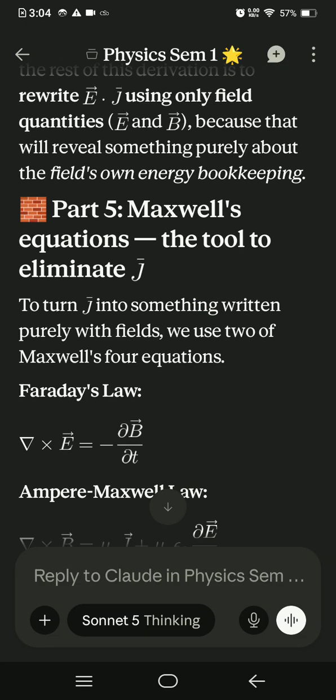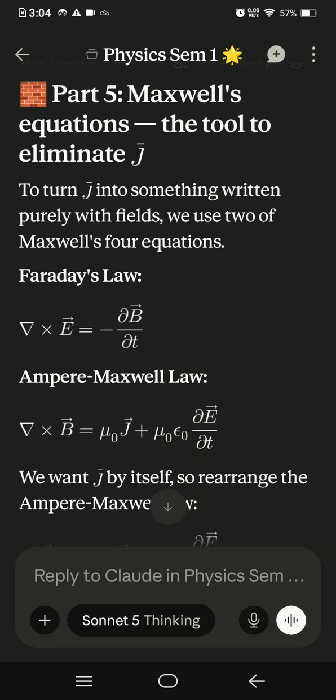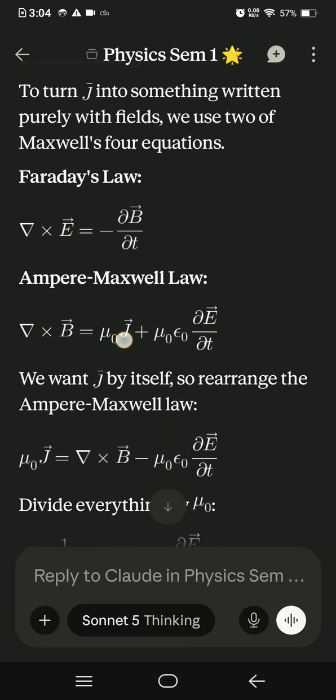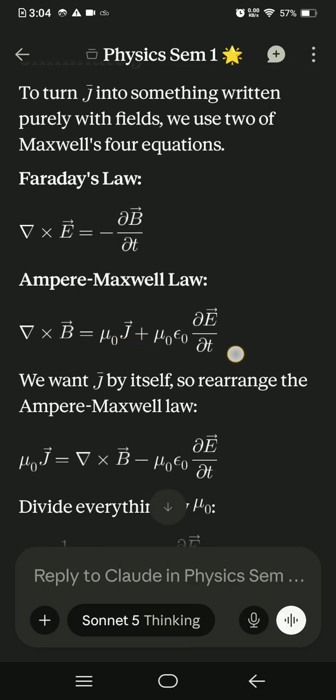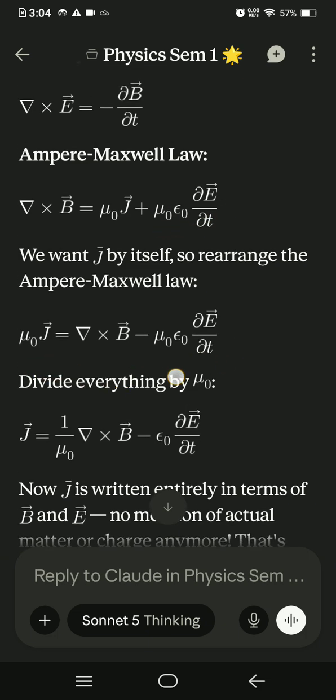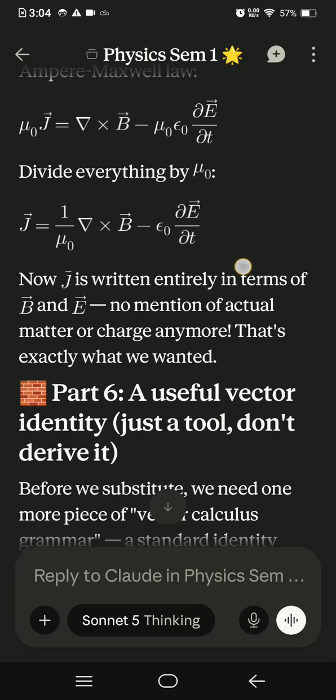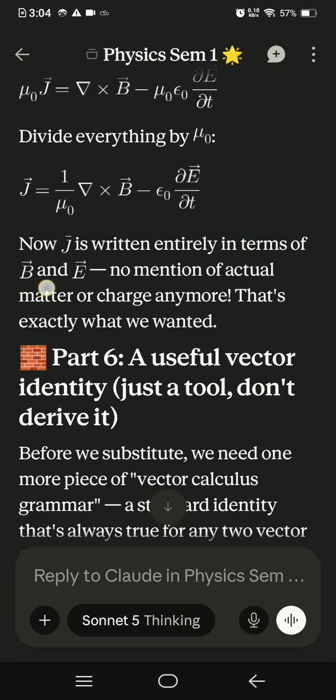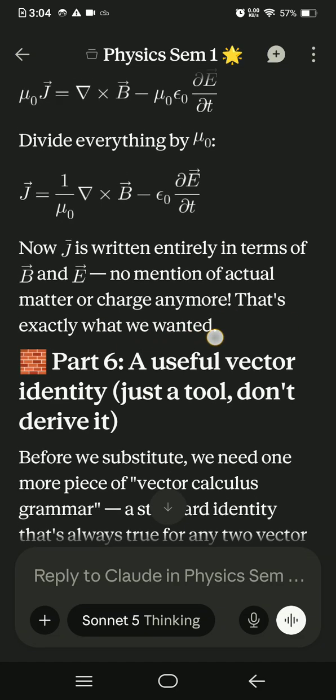To turn J into something written purely in terms of fields, we use two of Maxwell's 4 equations, the equations for the curl of E and the curl of B. Now we can isolate J to get an expression, and we can substitute it back. Taking this term to the other side, it becomes negative, and now dividing both sides by mu naught, we get this equation. Now J is written entirely in terms of B and E, with no mention of actual matter or charge anymore. That's exactly what we wanted.